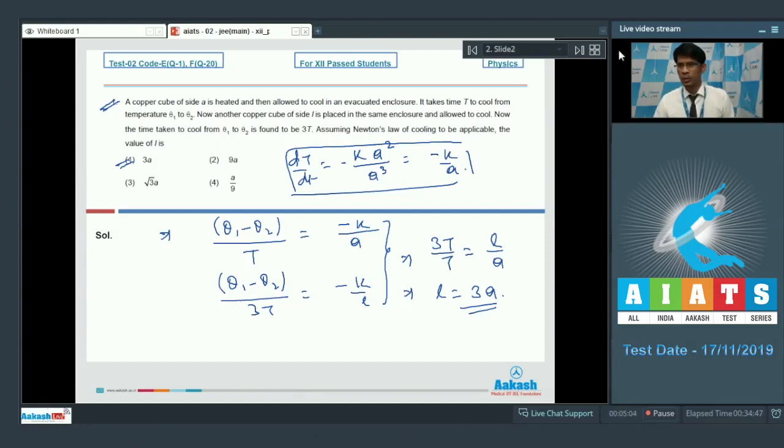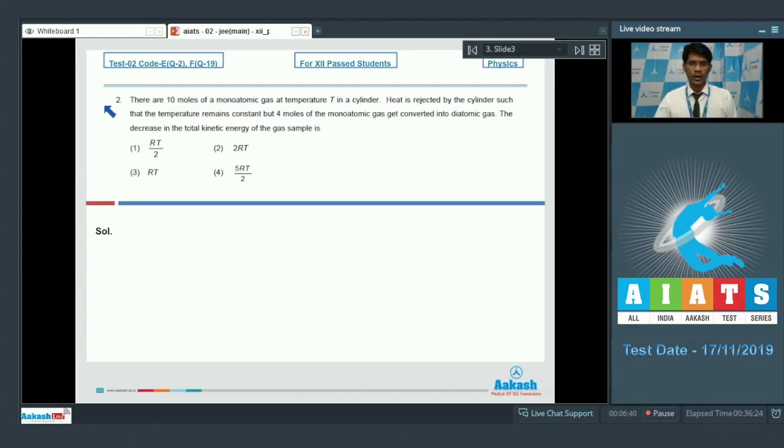Now let's proceed to question number 2. In question number 2, there are 10 moles of monatomic gas at temperature T in a cylinder. Heat is rejected by the cylinder such that temperature remains constant, but 4 moles of monatomic gas get converted into diatomic gas. The decrease in total kinetic energy of the gas sample is.